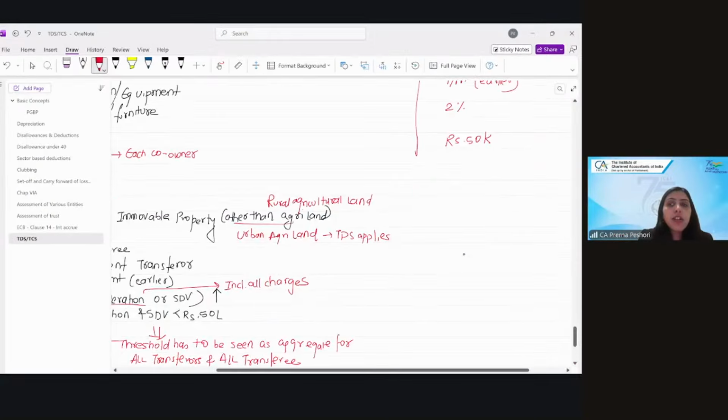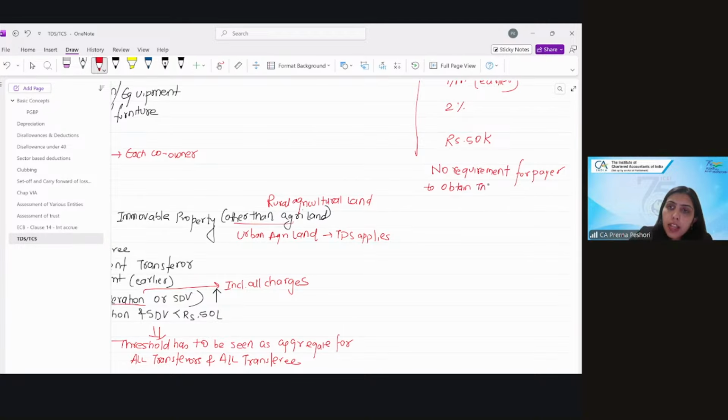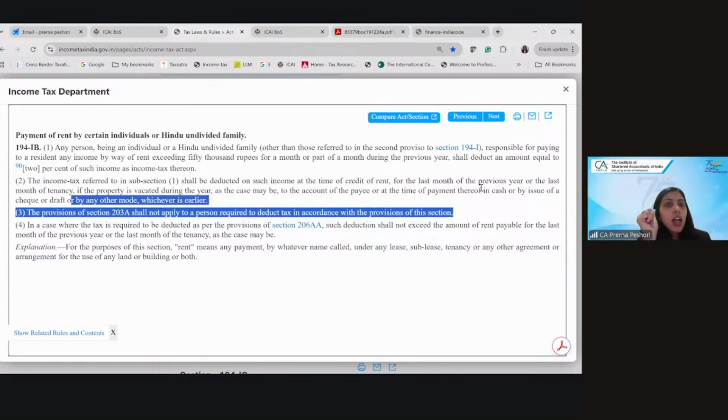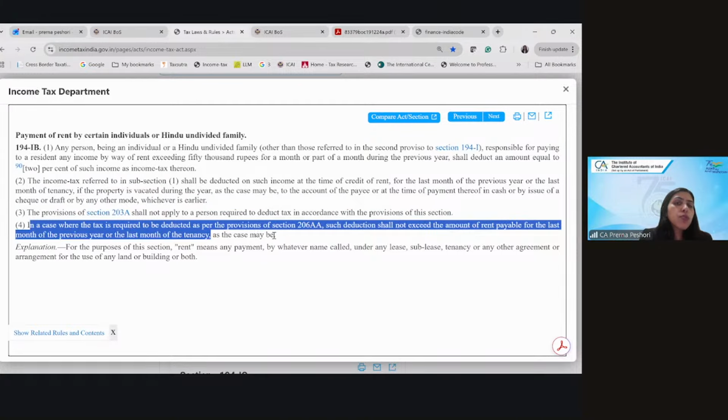Meaning, here also they don't need to obtain the TAN. Under 194I, you have to obtain the TAN. But here, there is no requirement for the payer to obtain the TAN, because these are small payers. Are we clear? This point we will study when we look at 206AA. Fine, students? Yes, ma'am. Any questions, any doubt? Clear, ma'am. Okay.